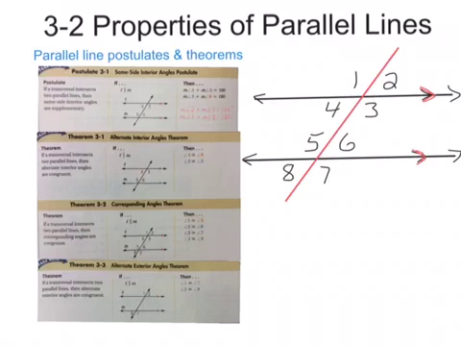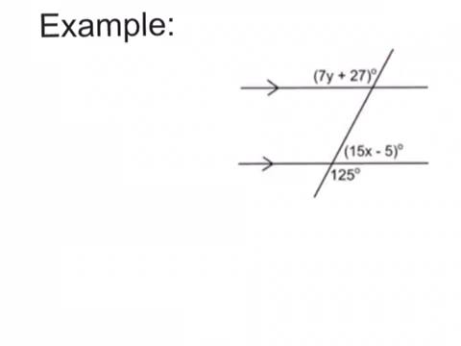So all of these postulates and theorems simply state that if we have parallel lines, if these 2 lines are parallel and we have a transversal, then all of this stuff here is going to be true. We're going to have all these either supplementary angles or we're going to have congruent angles. So let's go ahead and look at an example where we have to use this information.